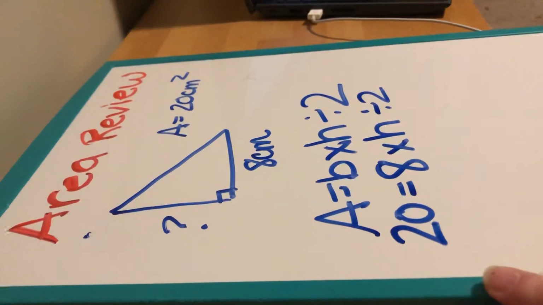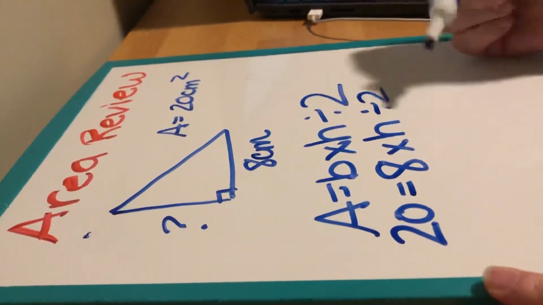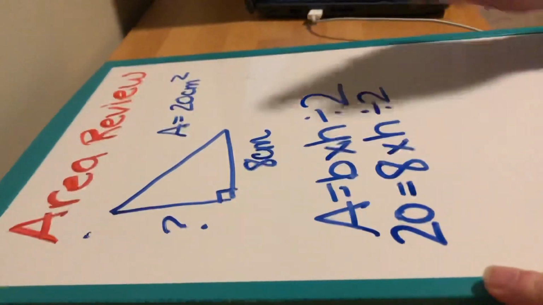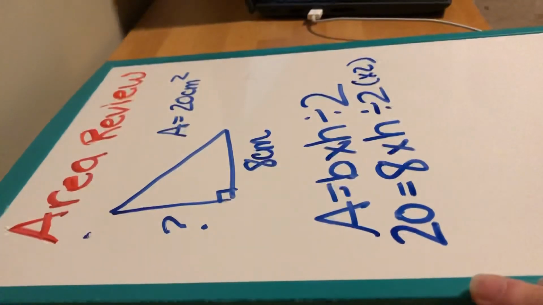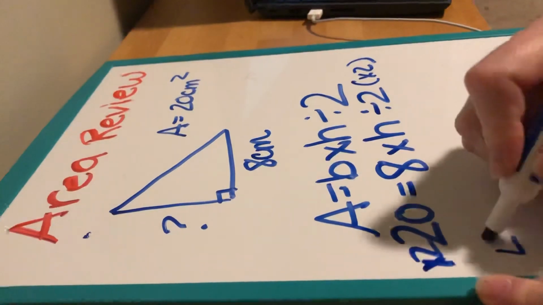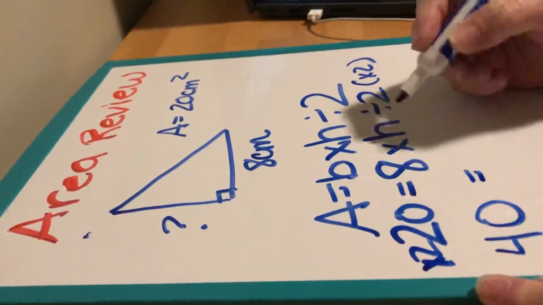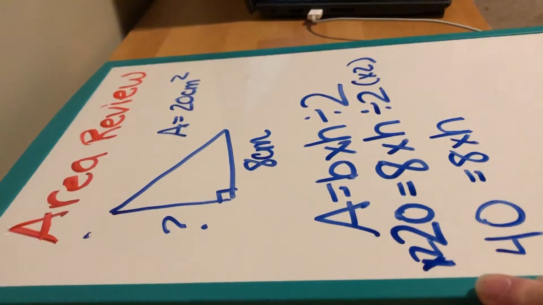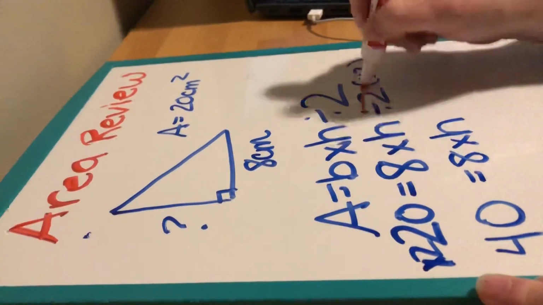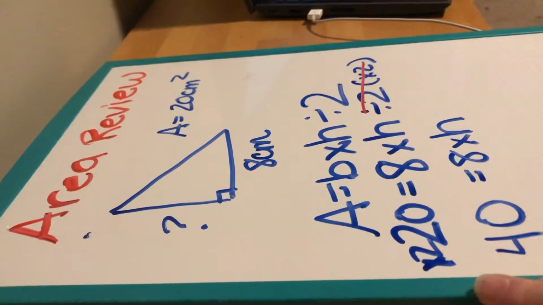So the first thing I'm going to do, in order to get rid of this divide by 2, is multiply by 2 on this side and times by 2 on this side. And this is going to get me 40 on this side. And I didn't do anything with that 8 times h, so I'm going to leave it there. And my divided by 2 and my times 2 cross each other out. So now all I have left is 40 equals 8 times h.